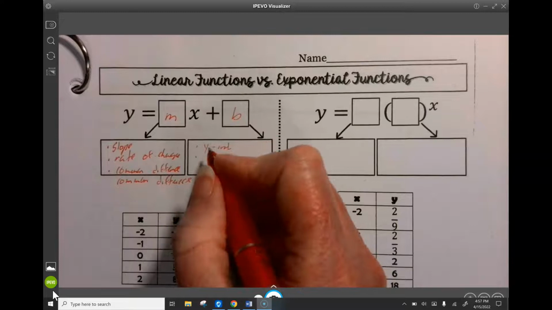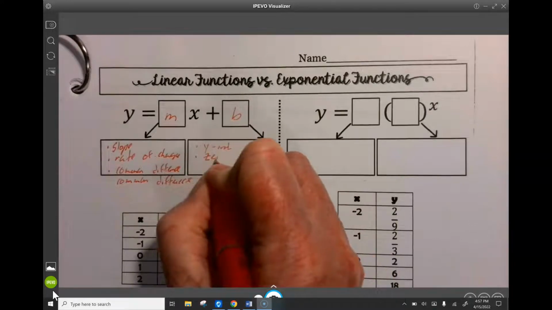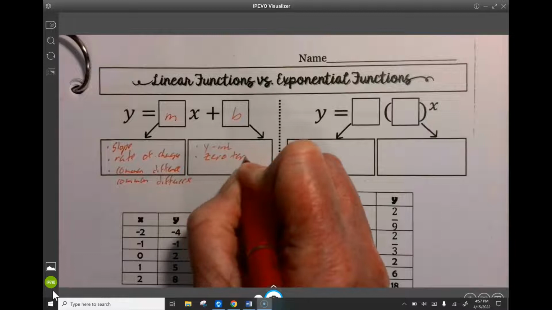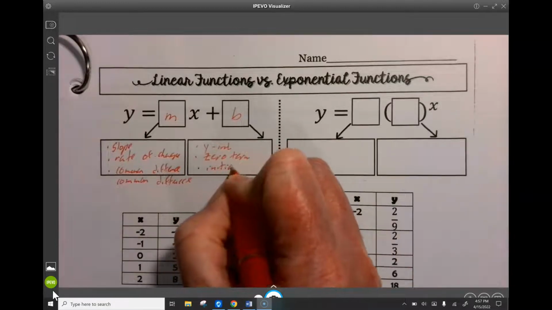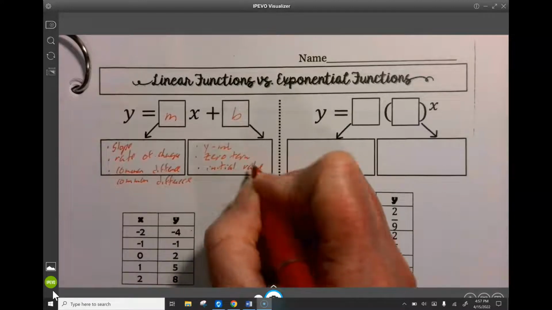It's going to also be our zero term. And you know that when we graph, that's where we begin. So we know that this is the initial value on a lot of them.